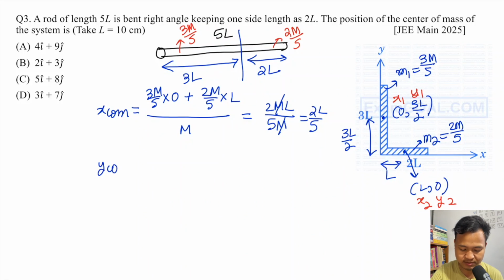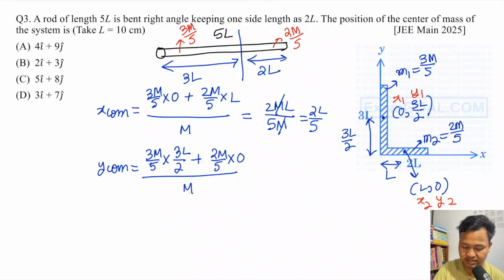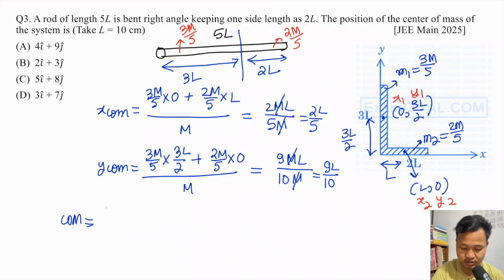Now YCOM is M1 into Y1. M1 is 3M by 5 into Y1, which is 3L by 2, plus M2, which is 2M by 5, into Y2, which is 0, divided by the total mass M. So here we have 9 into ML divided by 5 into 2, which is 10, into M. MM gets cancelled out, so you will have 9L by 10. The center of mass is at 2L by 5 comma 9L by 10.